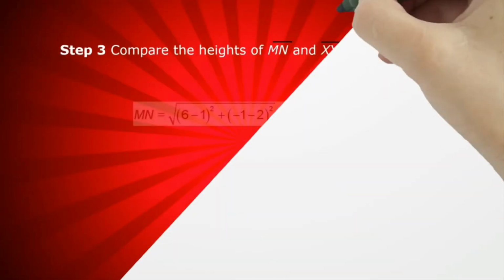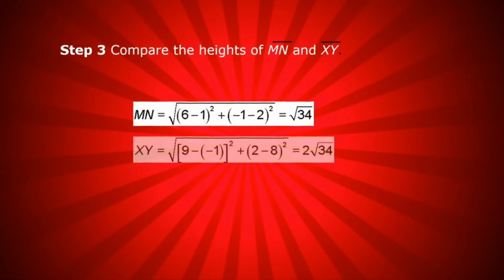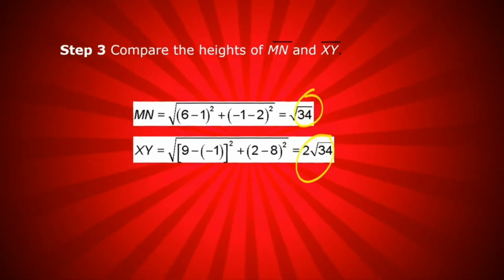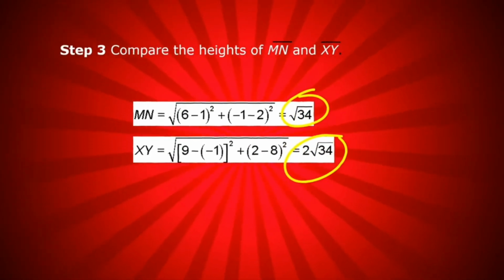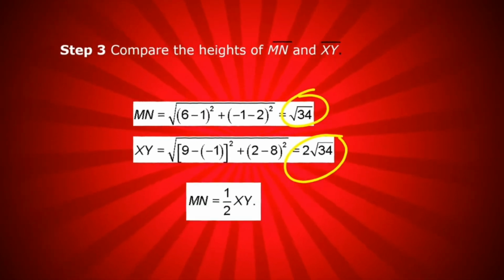Now last and third step. Compare the two lengths of MN and XY using the distance formula. MN is radical 34. XY is 2 radical 34. When you compare both of them, MN is half XY.